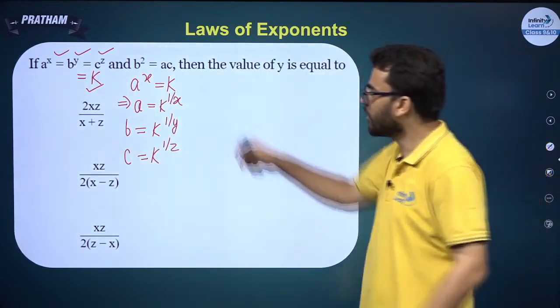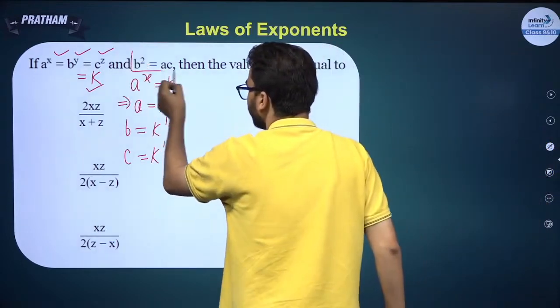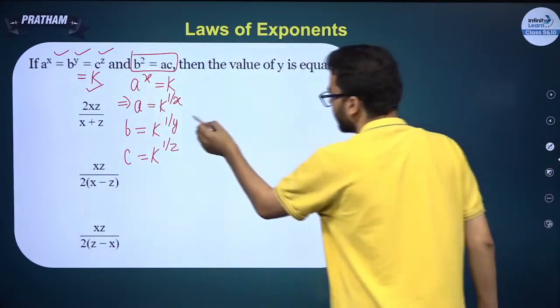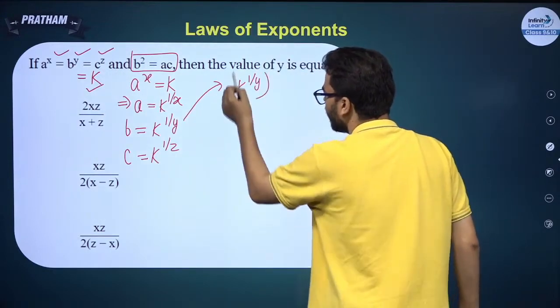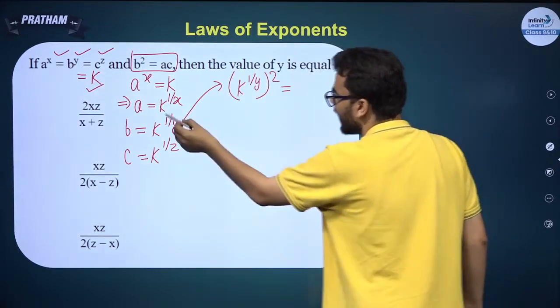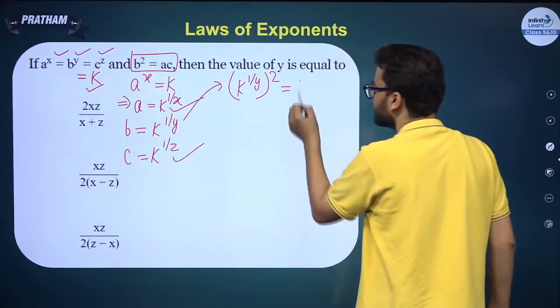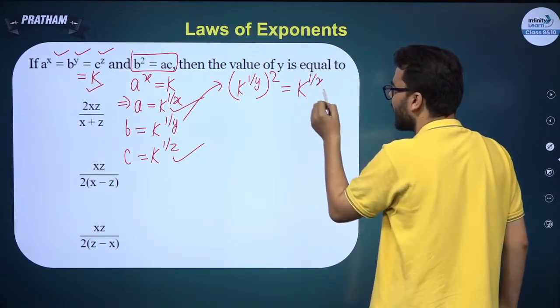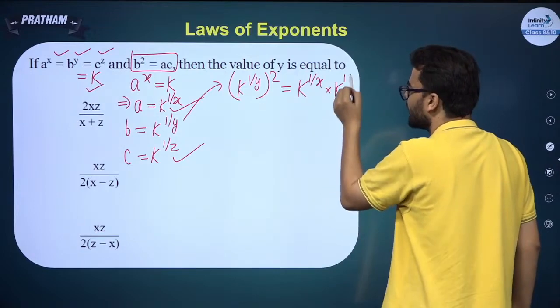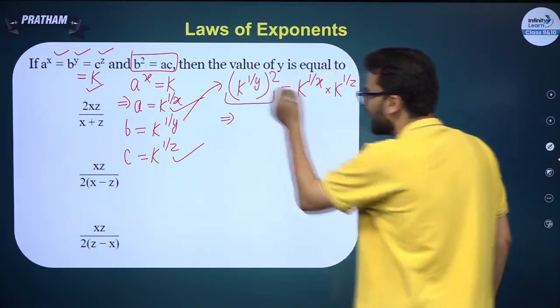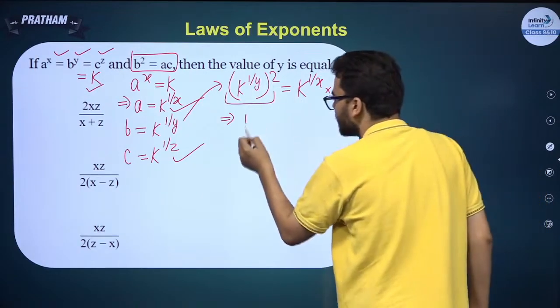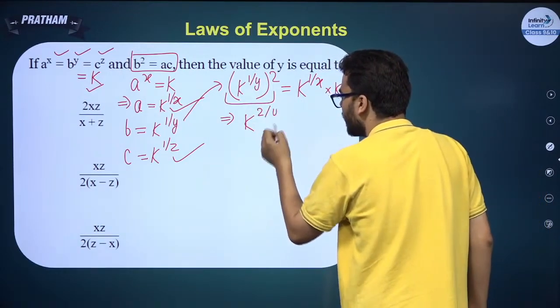Now it is given in the question, you see this relation, b square is equal to ac. So what is b square? k raised to the power 1 by y, the whole square, and that is equal to ac. This is a, this is c. So it is k raised to the power 1 by x into k raised to the power 1 by z. I hope this is clear. Now you know that power of power, it gets multiplied. So this is basically k raised to the power 2 by y.